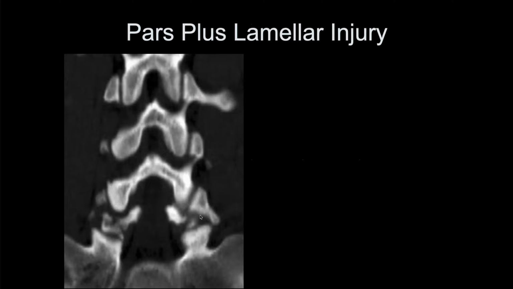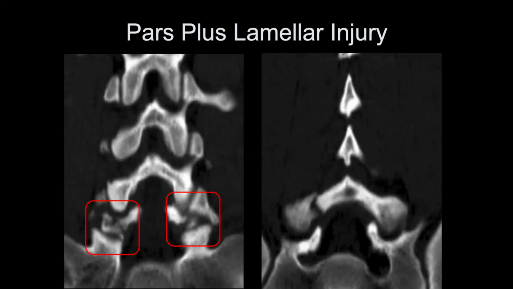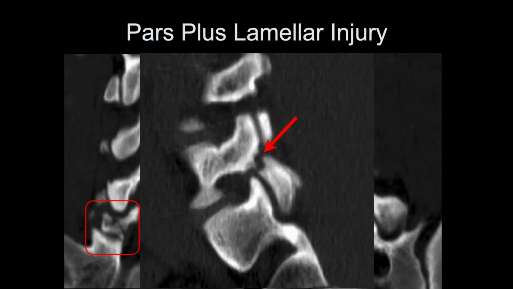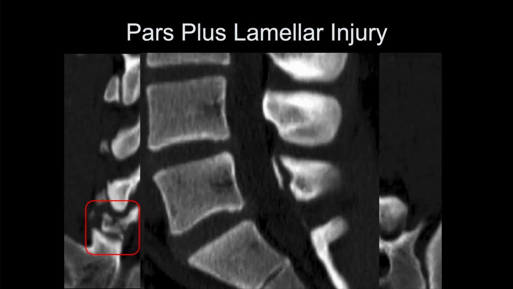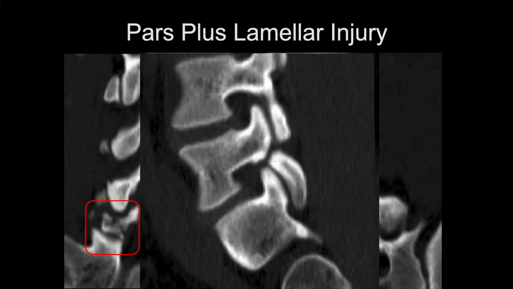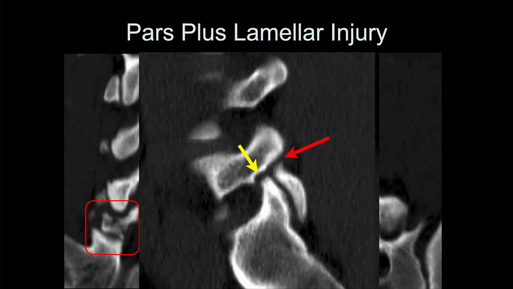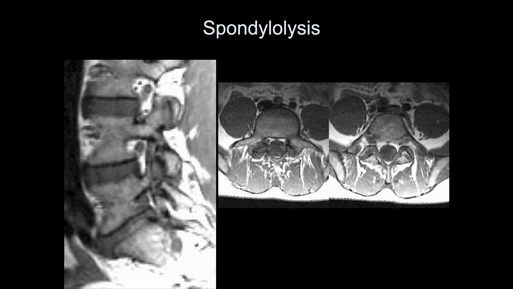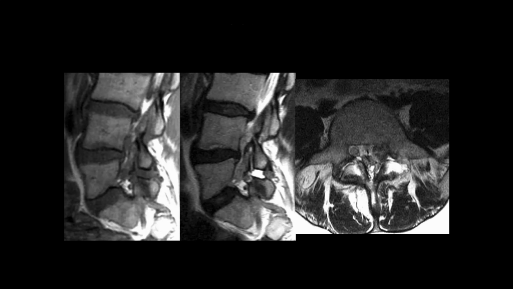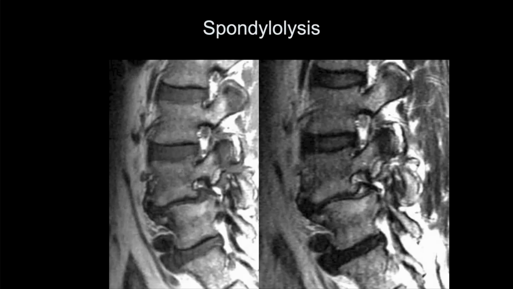And here we can see another case where we have bilateral pars defects extending into the lamina. And this one crosses the midline and goes over to the other side. And then here's another defect here. Here we have bilateral pars injuries in this patient, spondylolysis.